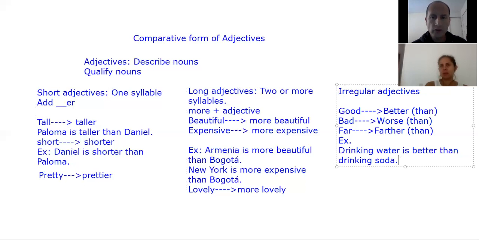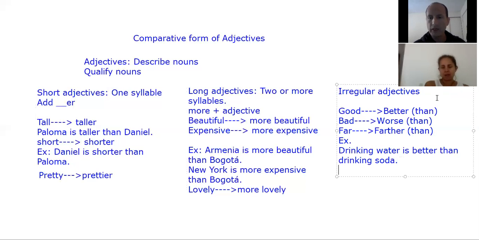Okay, you use gerunds with ing, es decir, con ing, cuando inicias la frase con un verbo. When the verb is the subject of the sentence, you use ing. So drinking water is beber agua. When you translate it into Spanish, you don't say bebiendo agua, you say beber agua es mejor que beber gaseosa. Okay, drinking water is better than drinking soda.